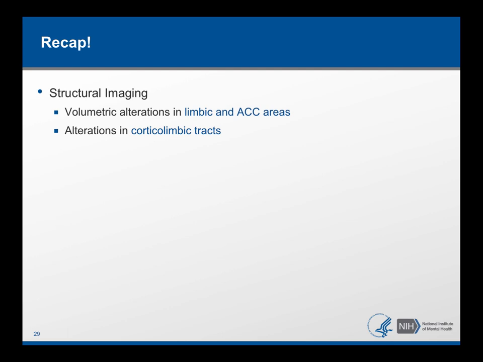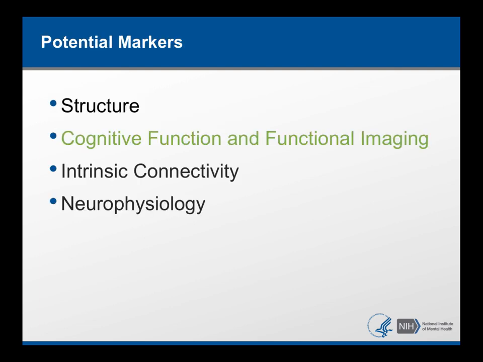So quick recap. From structural imaging, we've really seen volumetric alterations in limbic and anterior cingulate cortex areas, and this is also supported by evidence from cortical areas adjacent to the limbic system, and also some alterations in cortical limbic tracts. Okay, so the next topic then is cognitive function and functional imaging.